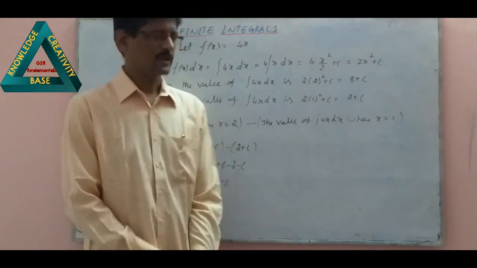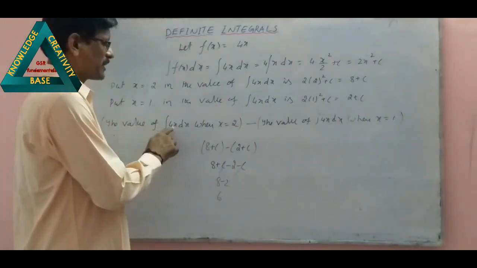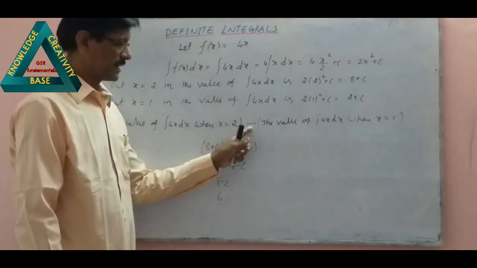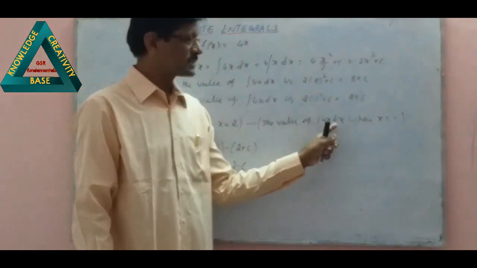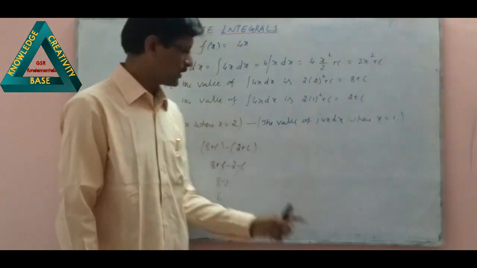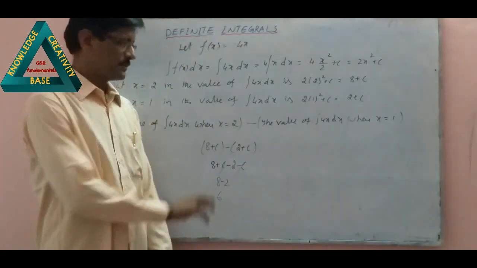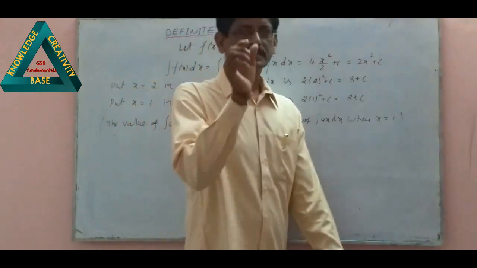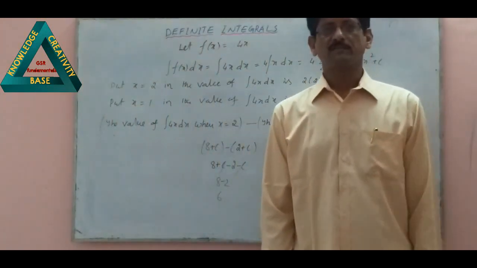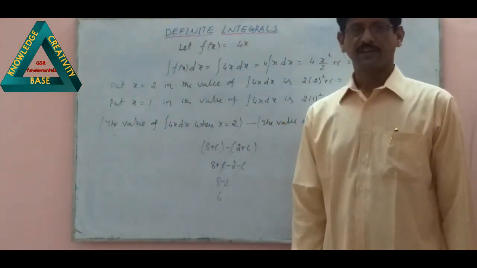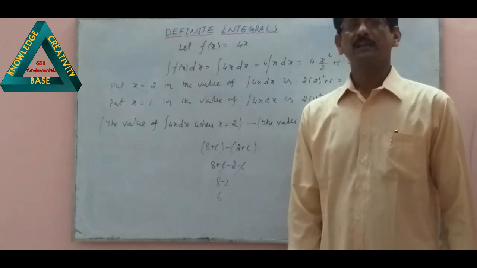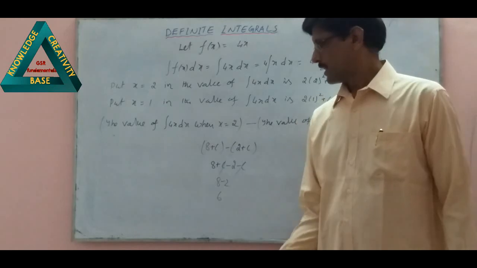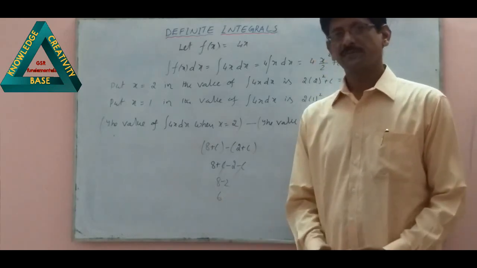Subtracting these two, that means the value of integral 4x dx when x is equal to 2, we get 8 plus c, minus the value of integral 4x dx when x is equal to 1, we get 2 plus c. By simplification, c cancels, and that equals 6. This 6 is called a definite value. So this is called definite integral. In the definite integral, the constant of integration does not appear, it disappears.